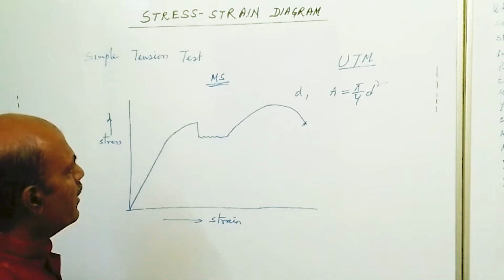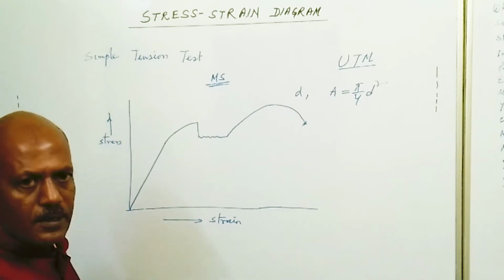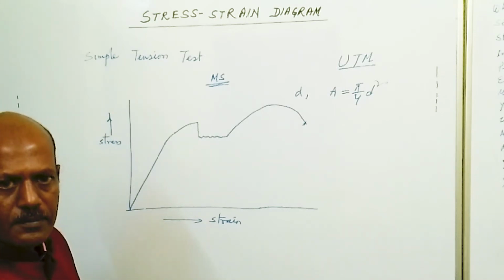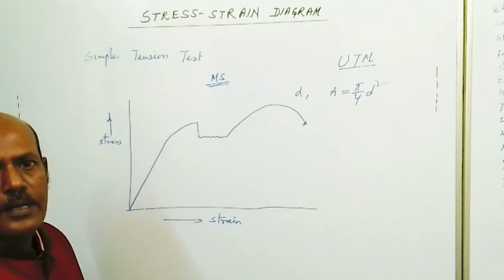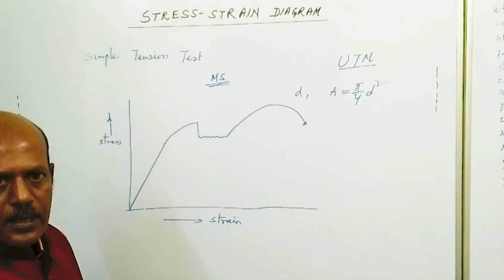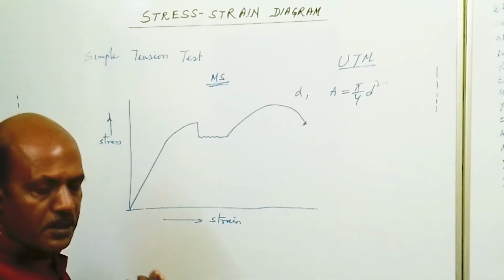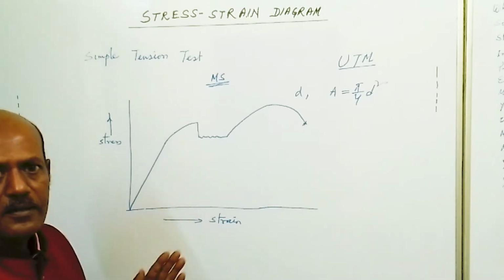Now there are various points we will discuss from here: what is proportional limit, what is elastic limit, what is upper yield point, lower yield point, what is general yielding, what is strain hardening, then ultimate tensile stress, then what is necking and the breaking point.